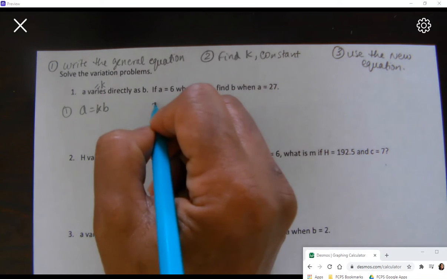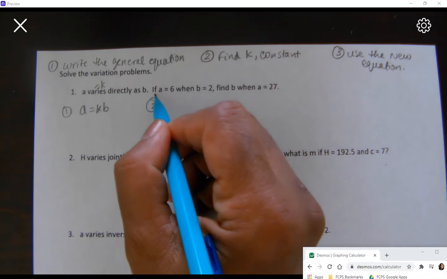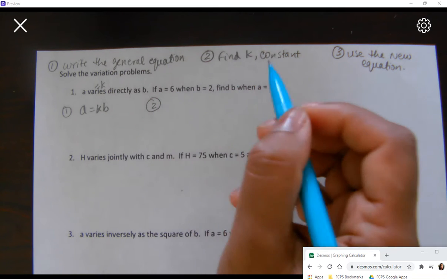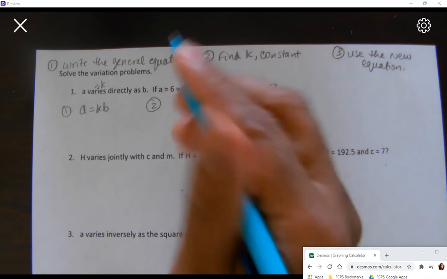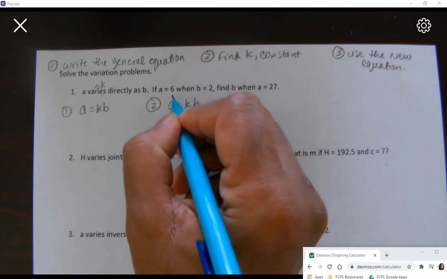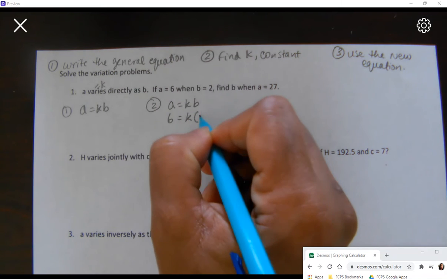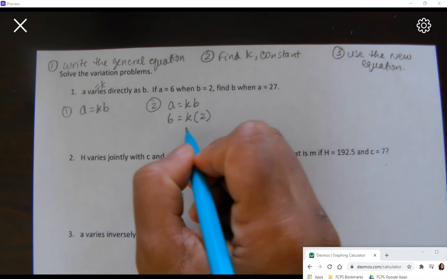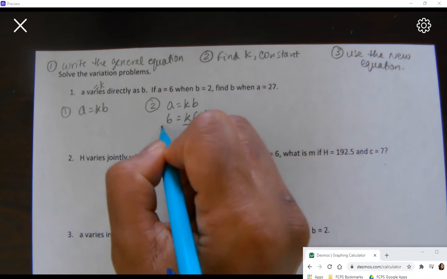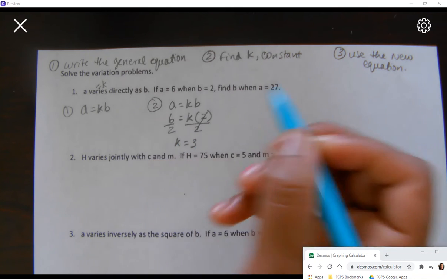The second step is we're going to find the constant k by plugging in these numbers. It says if A is equal to 6 and B is equal to 2, I'm going to stop there and plug those numbers in here to find my k. So A is equal to 6 and B is equal to 2. To get k by itself, we just divide by 2. So you have k equals 3.